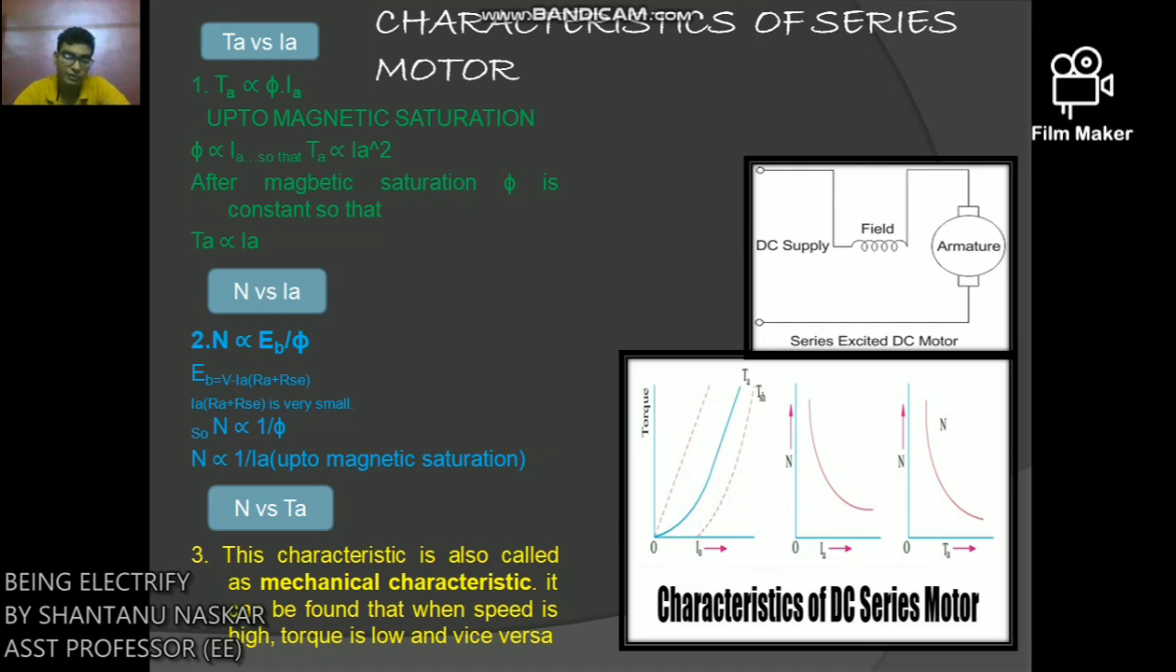Okay. So note that the minimum load on a DC series motor should be great enough to keep the speed within limit. If the speed becomes dangerously high, then the motor must be disconnected from the supply.